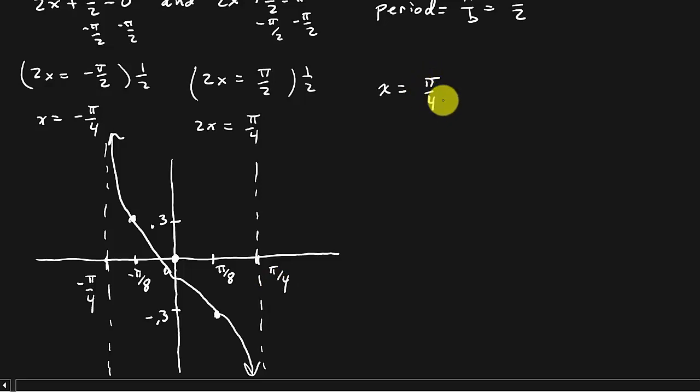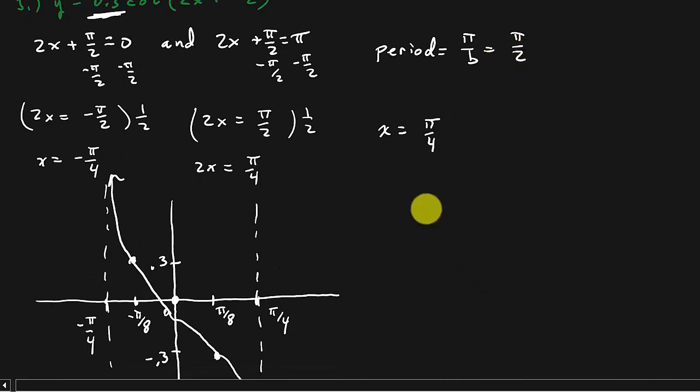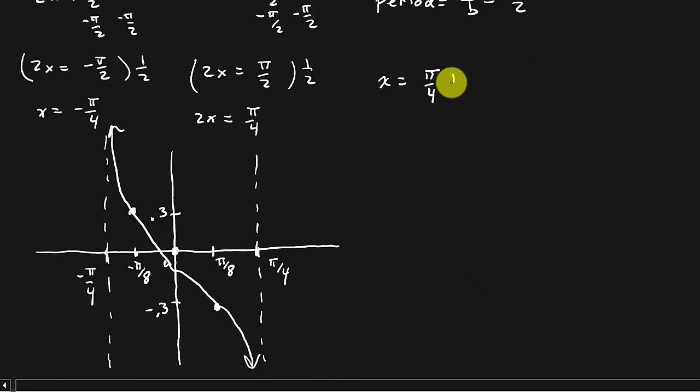Well, how am I going to get to my next vertical asymptote? I'm going to add or subtract pi over 2, right? So that's plus pi over 2 times k. And that's the equation for my vertical asymptotes.